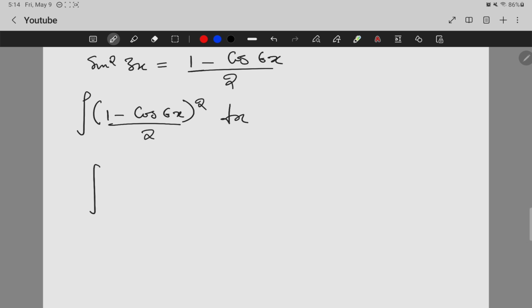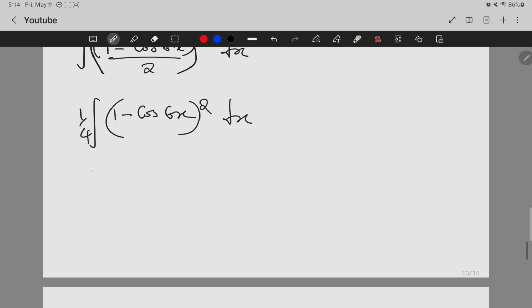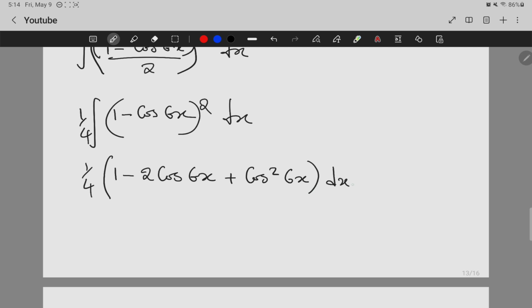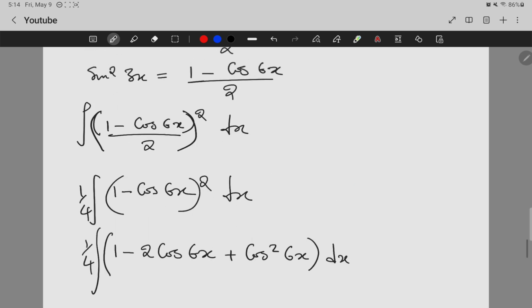Okay, so when we square there, the square of course affects the 2, so let me do this. So this becomes (1 minus cos 6x) squared dx, and then the 2 becomes a 4 after being squared. When we distribute that, or when you expand, this becomes 1 minus 2 cos 6x plus cos squared 6x dx.